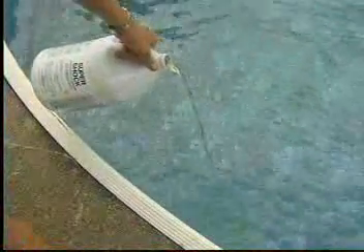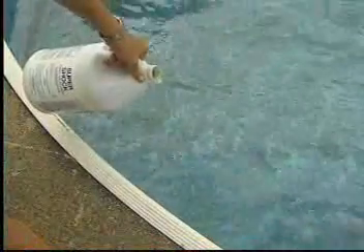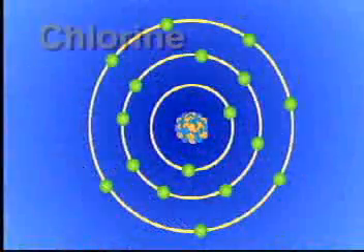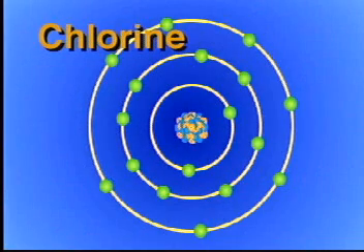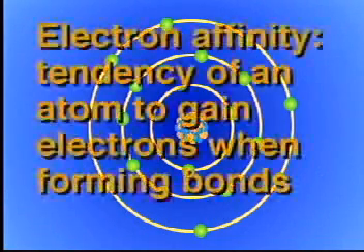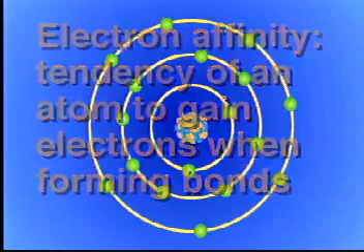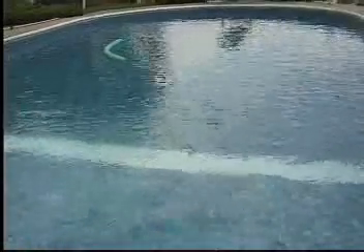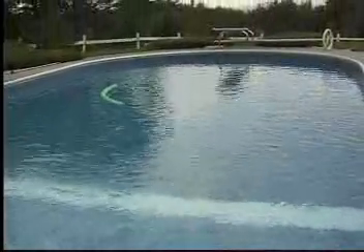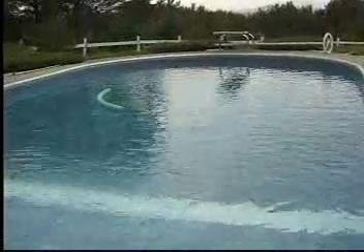Chlorine is often used to kill bacteria, as is the case with this chlorine being placed in the swimming pool. Chlorine has 7 valence electrons and easily gains electrons when forming ionic bonds. Electron affinity is the tendency of an atom to gain electrons when forming bonds. Atoms, such as chlorine, are said to have a high electron affinity because they attract electrons easily.